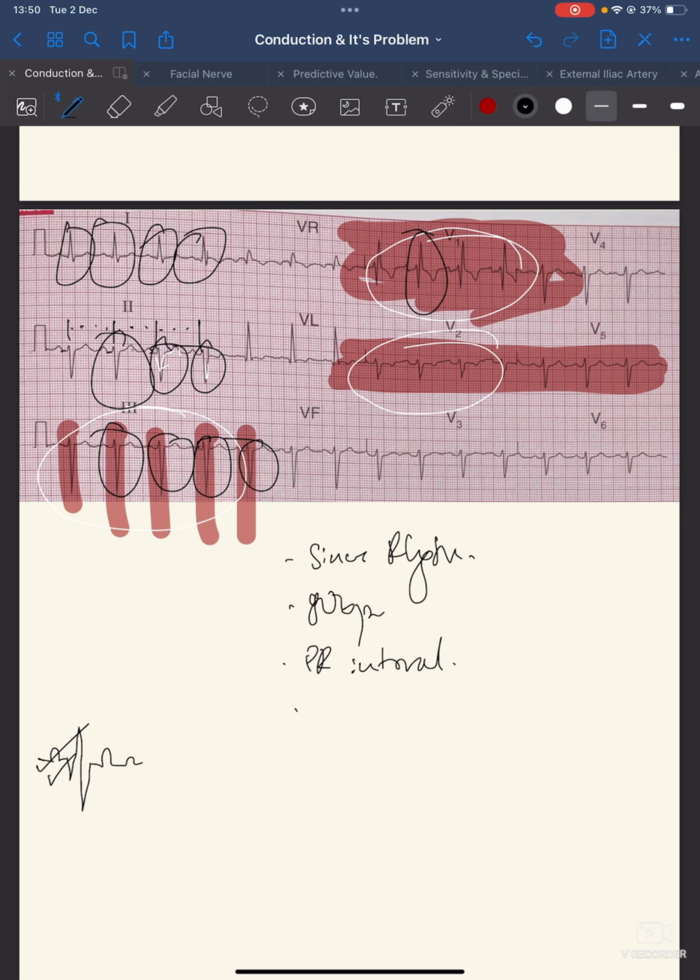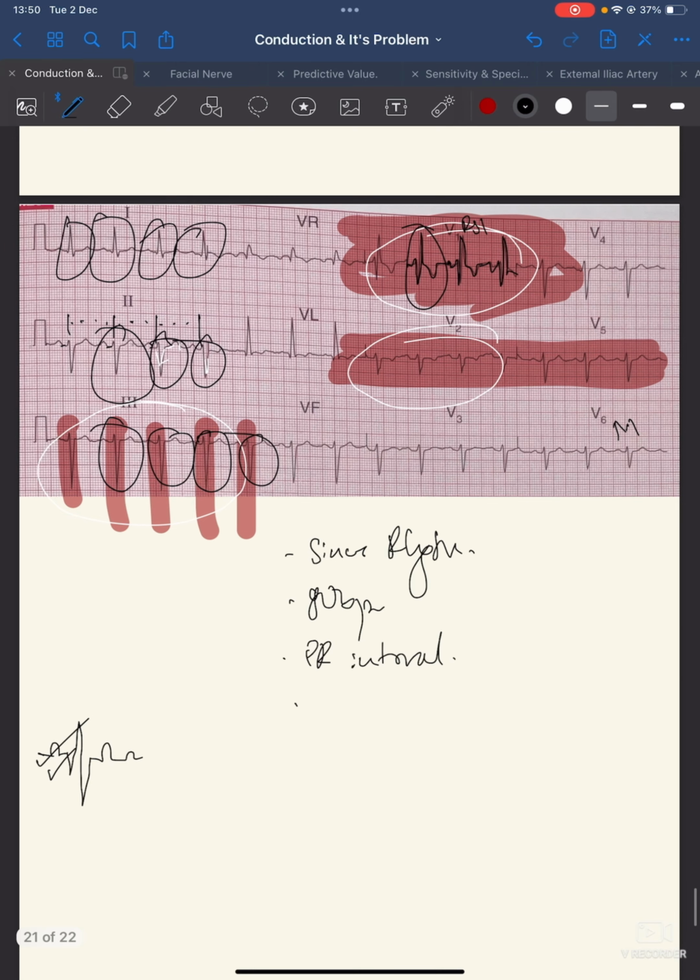Normal. But what do you see over here is there is a slight P, but then there is no Q, but R and S, then R, then T wave inversion. And then again there is P, then R, S, R, then you see T, then P, then again R, S, R. So you see the R, S, R one pattern. It is not the M pattern.